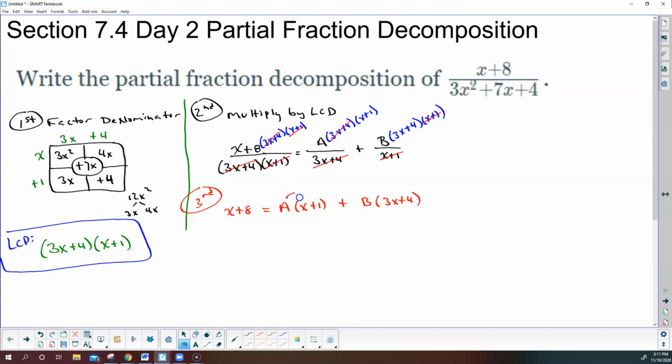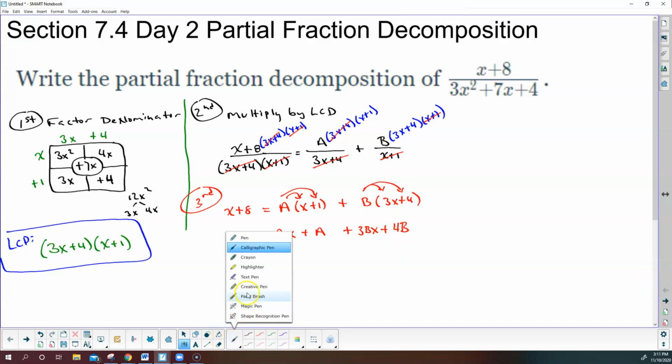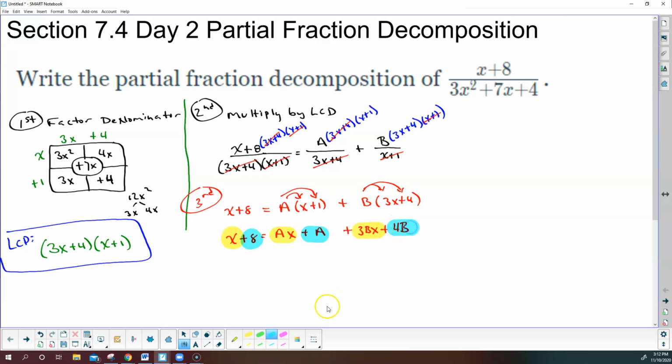So we're going to distribute the A and the B to both terms. I have Ax plus 1A, and then I get B times 3, so 3Bx, and 4B. Now, the way I like to think of it is somehow this right side added up to give me 1x. Well, what's being added together? It's the terms with the x's. And then somehow we got a positive 8 by adding the constant terms together.